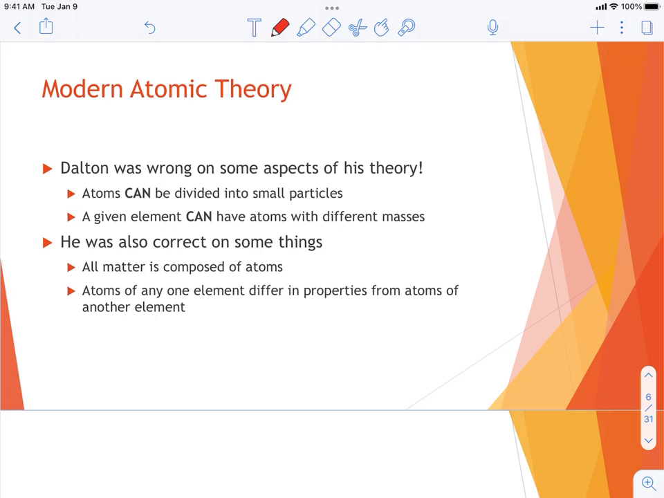And also, he was wrong in saying that all of the atoms in an element are the same. That's not true. A given element can have atoms with different masses, and we call these isotopes. You've talked about those in bio class, and we'll talk about those in chemistry class too. So these 2 points he was wrong about. So I could ask you on a test, what 2 points was John Dalton wrong about? And there would be those 2. Everything else, though, he was correct on.